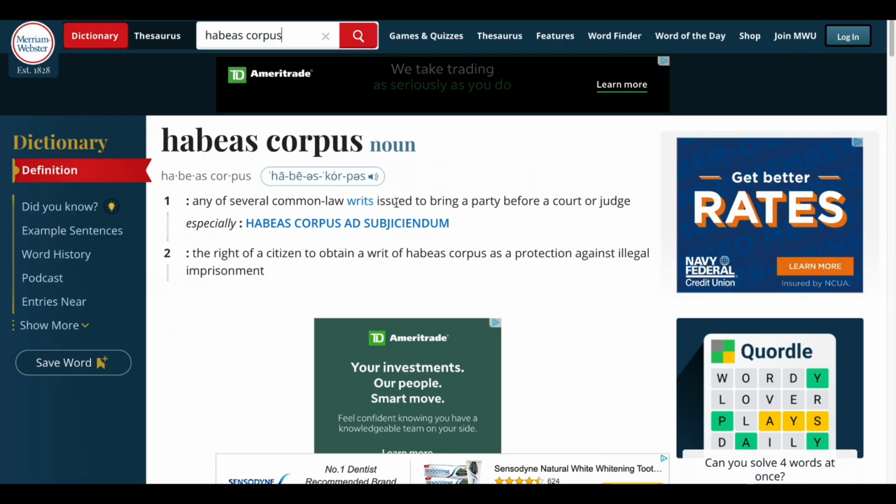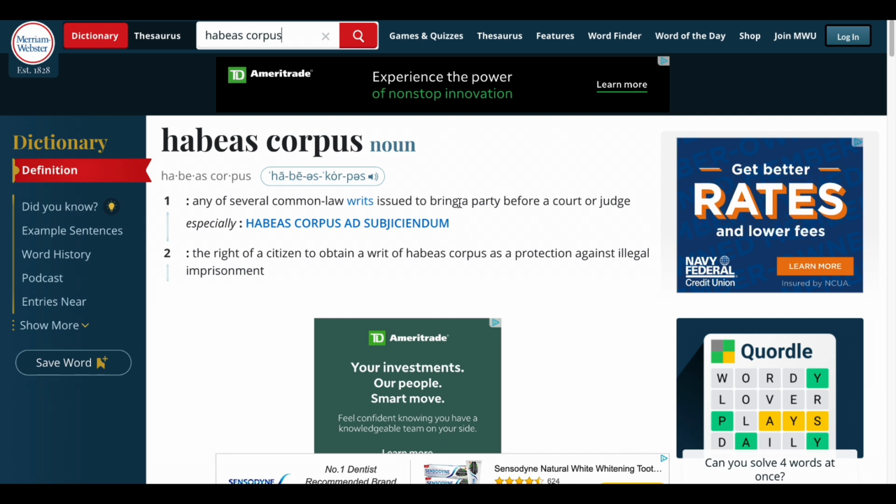Let's see, of common law writs used to bring a party before the court or judge. The right of a citizen to obtain a writ of habeas corpus as protection against illegal imprisonment. Just so you understand what this means, so y'all can see. I showed this on a recent video.